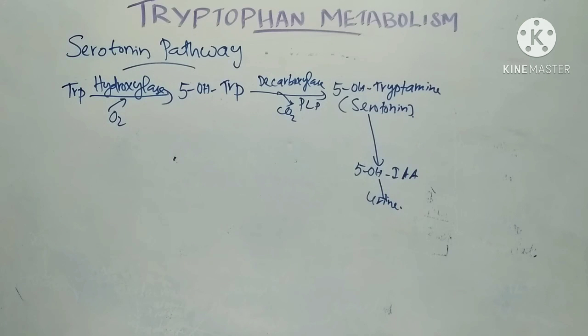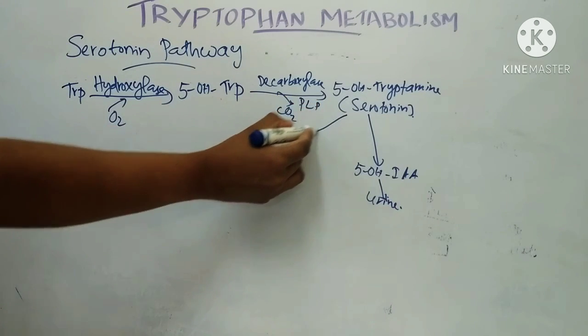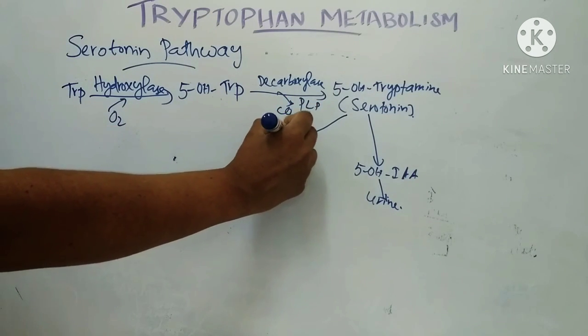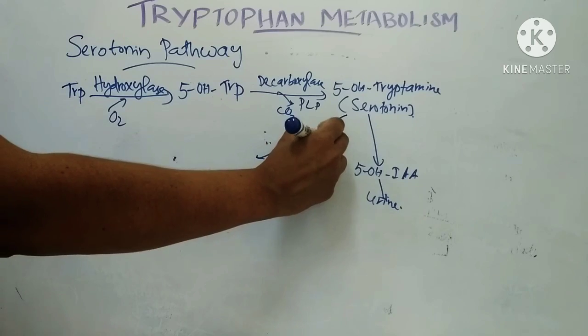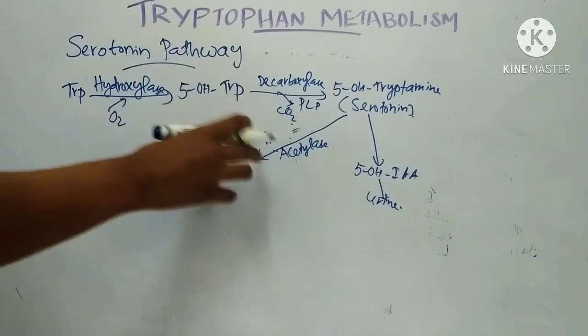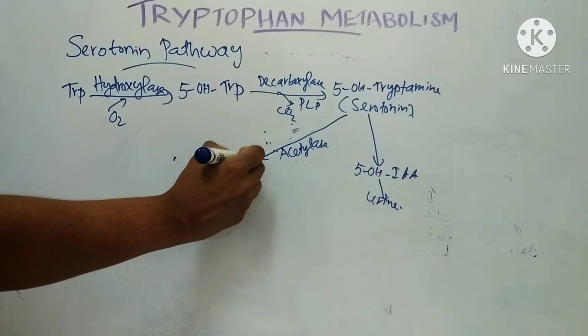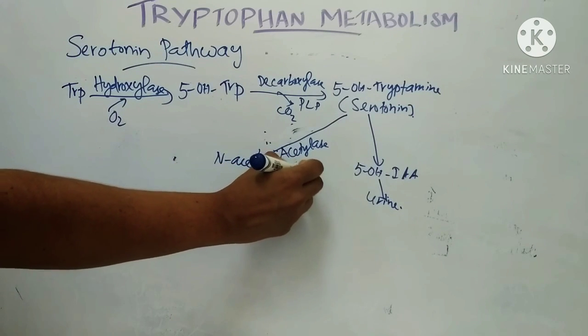Then the serotonin can form melatonin. Melatonin is a hormone of the pineal body and peripheral nerves. It is synthesized from serotonin. In the formation of melatonin, first step is acetylation of serotonin by the enzyme acetylase, and the serotonin is converted to N-acetyl serotonin.